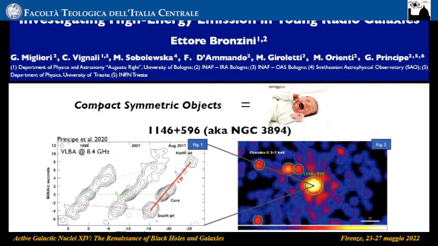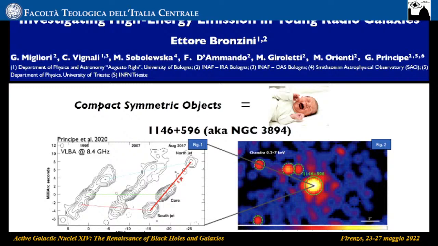In the context of radio galaxies, some of the most intriguing questions are related to the early stages of their life. The so-called compact symmetric objects are thought to represent the first step in the evolutionary path of these sources. We can consider them the screaming babies.